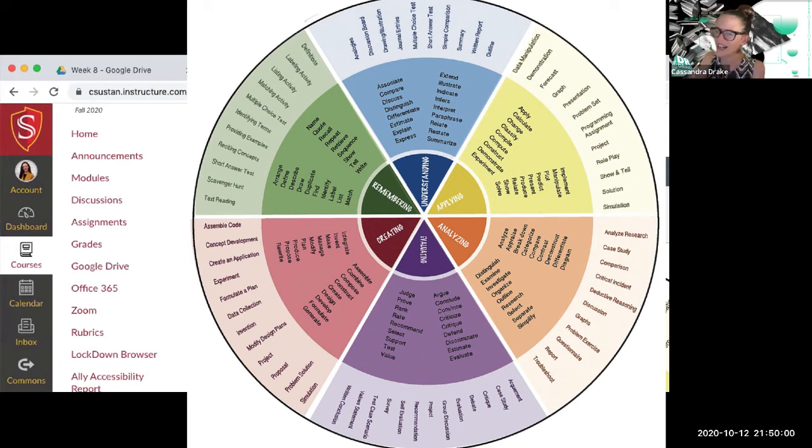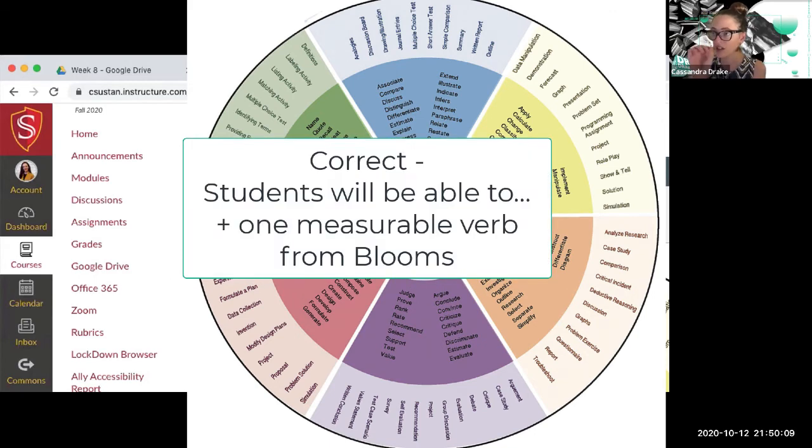So I hope that now I'm going to go ahead and let anybody ask any questions that they have when it comes to writing an objective. As long as you say students will be able to, and you choose a verb that is on either one of those resources and then have a little activity of how they do that verb, you're on the right track.